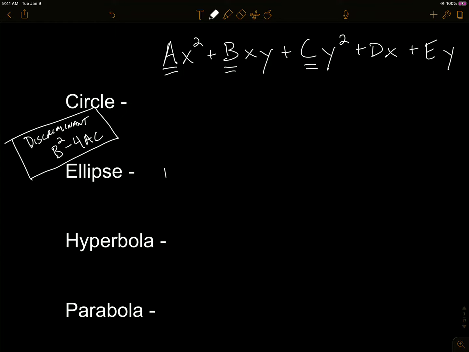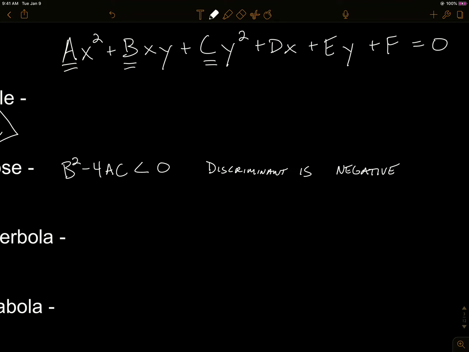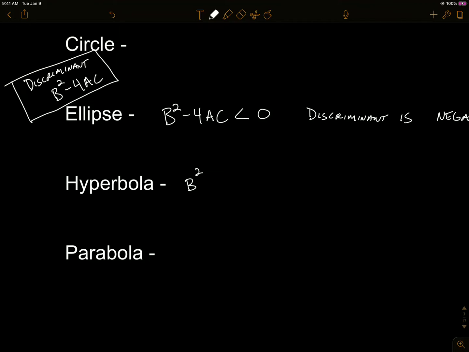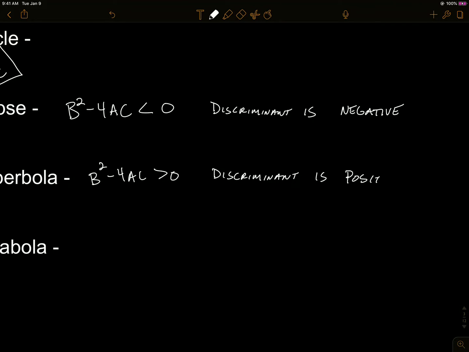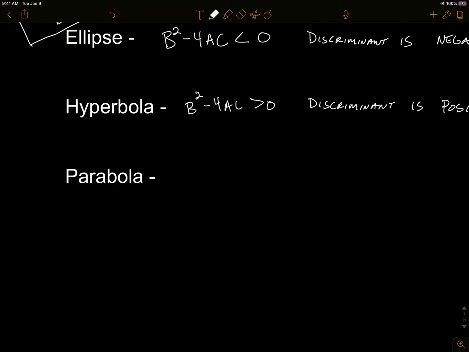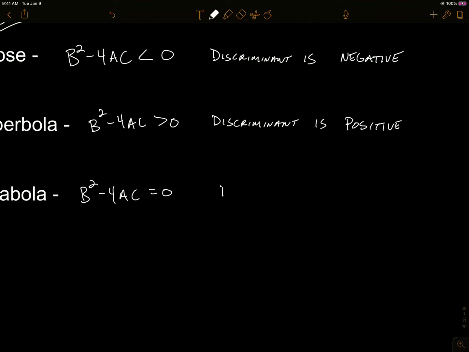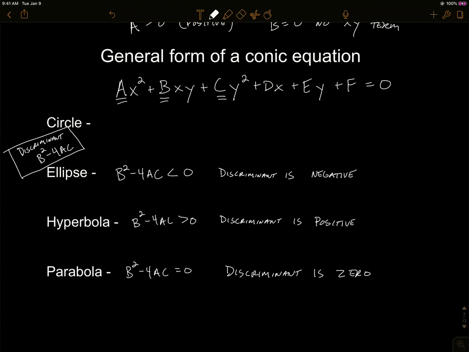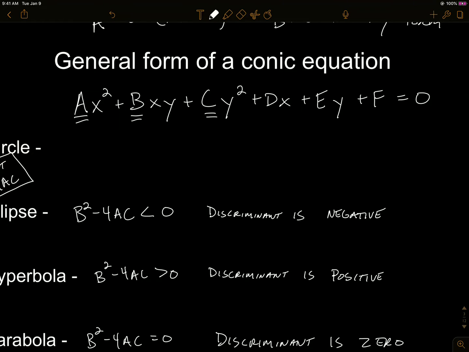For an ellipse, b squared minus 4ac will be less than 0. In words, that means the discriminant is negative. For a hyperbola, b squared minus 4ac is bigger than 0. And for the parabola, b squared minus 4ac equals 0. That's how we're going to be able to tell which one we have. So that'll be a question. You'll be given this equation in general form, and we'll ask you which one it is.